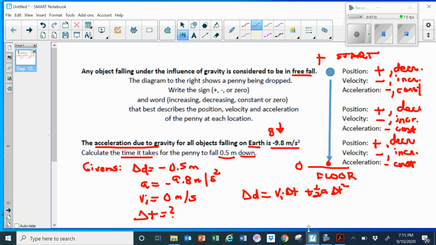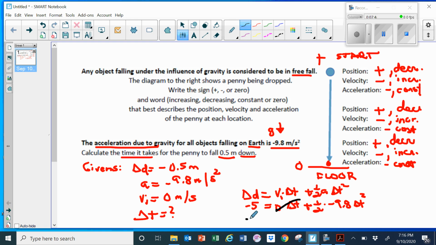Okay, now I'm going to simplify this. I'm going to substitute first, and then I'm going to simplify. I'm going to leave out the units to make it simple. Okay, VI is 0. I don't know delta t, so I'm going to leave that delta t, plus 1/2 times A, minus 9.8, times delta t squared. Let's simplify that. This is 0. 0 times delta t is 0, so I can get rid of that right off the bat. That's gone. 1/2 times minus 9.8 is minus 4.9.